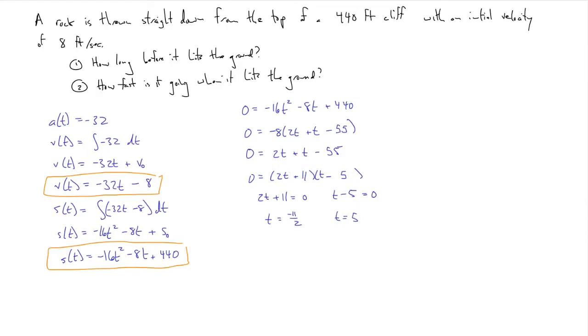The first answer says that we throw the rock, and 5.5 seconds before we throw it, it hits the ground. Well, that makes no sense. The second answer says that 5 seconds after we throw it, it hits the ground. That sounds a lot better. And we just answered the first question. It hits the ground after 5 seconds. We're now in great shape to answer the second question: how fast is it going when it hits the ground? We just plug 5 seconds into our velocity function. And after we do the arithmetic, we get the answer of negative 168. That's our second answer. The rock is going 168 feet per second in the downward direction.